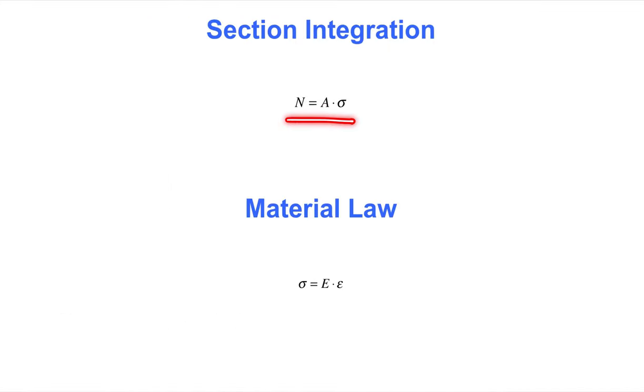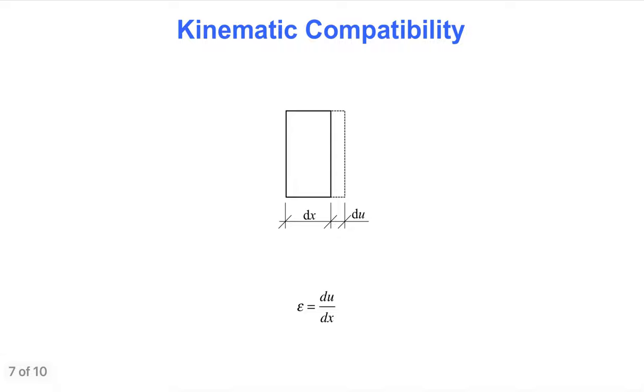Because the axial stress in truss members is uniform over the cross-section, the stress resultant, N, is simply the cross-section area multiplied by the stress. Hooke's law is adopted as material law, which means that the stress equals the strain multiplied by the modulus of elasticity. Next, kinematic compatibility is considered.